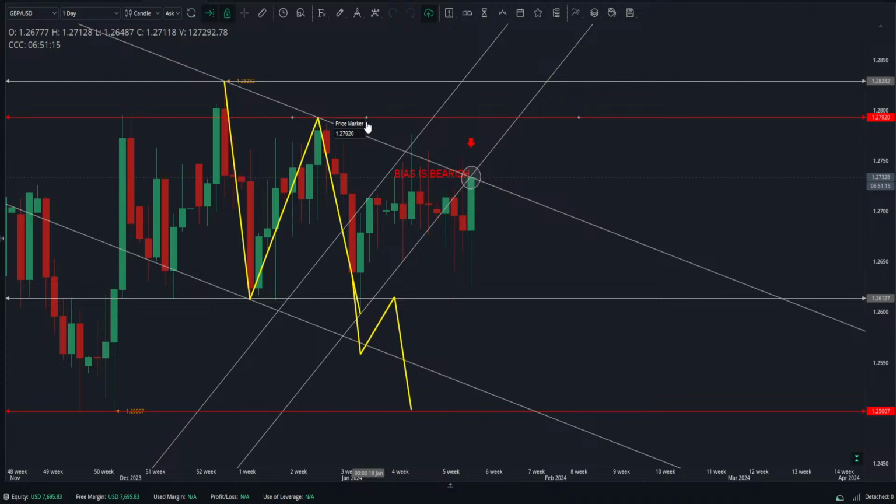So 1.2792 is the resistance for me. The support is very far, around 1.2500.